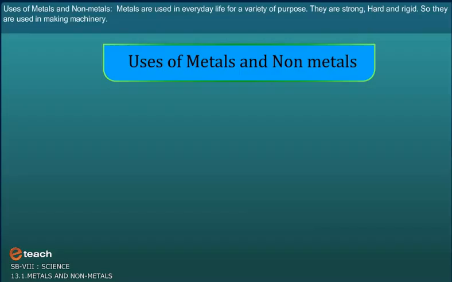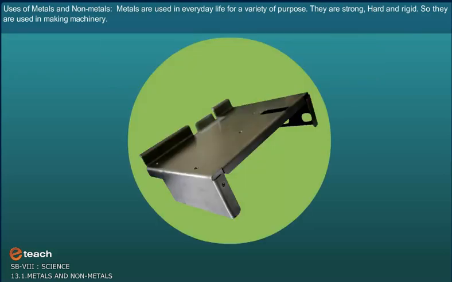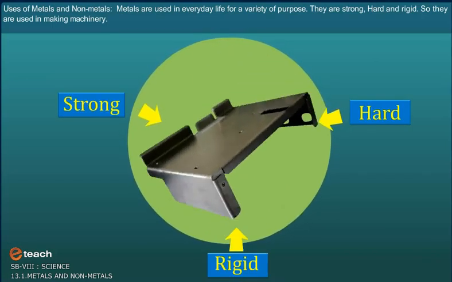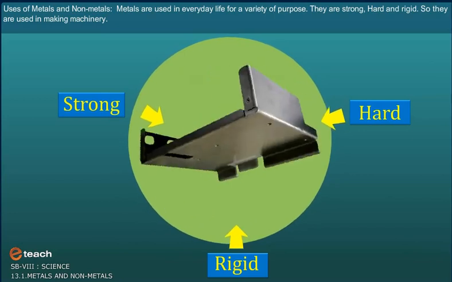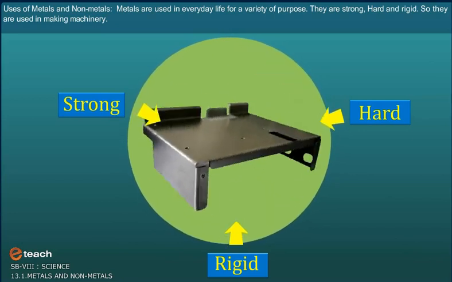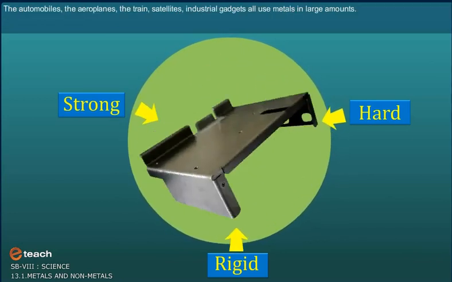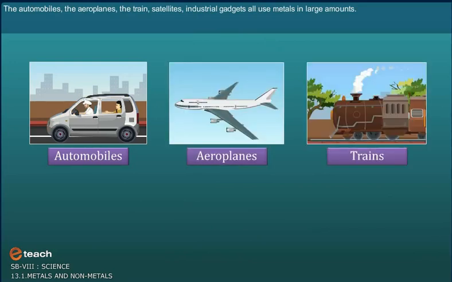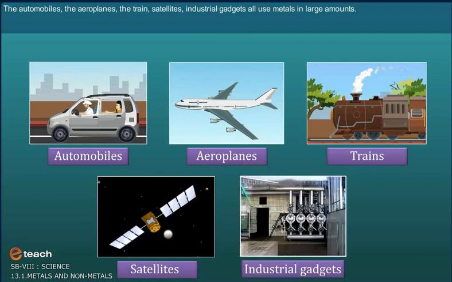Uses of metals and non-metals. Metals are used in everyday life for a variety of purposes. They are strong, hard, and rigid. So they are used in making machinery. The automobiles, the aeroplanes, the train, satellites, industrial gadgets all use metals in large amounts.